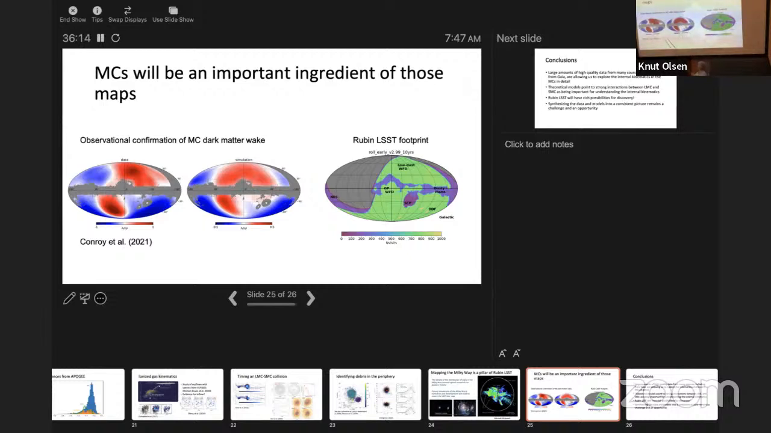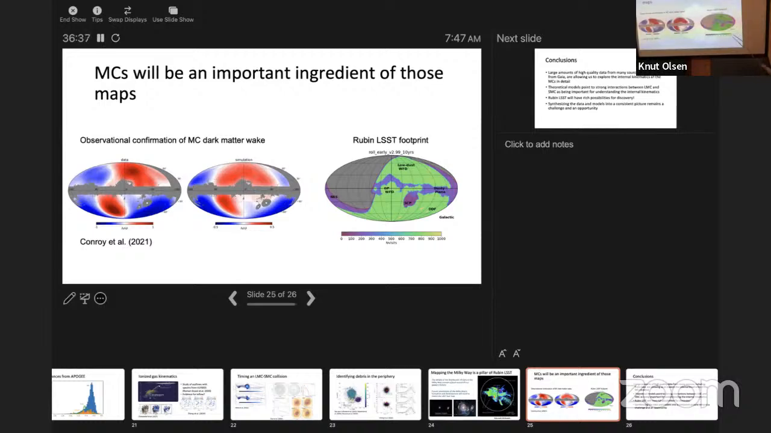And by selecting red giants in Gaia and picking out distance slices, they were able to actually make this map of over and under densities of red giants on the sky in the Milky Way halo, which very closely agrees with Nico's simulation, which is tremendously exciting.